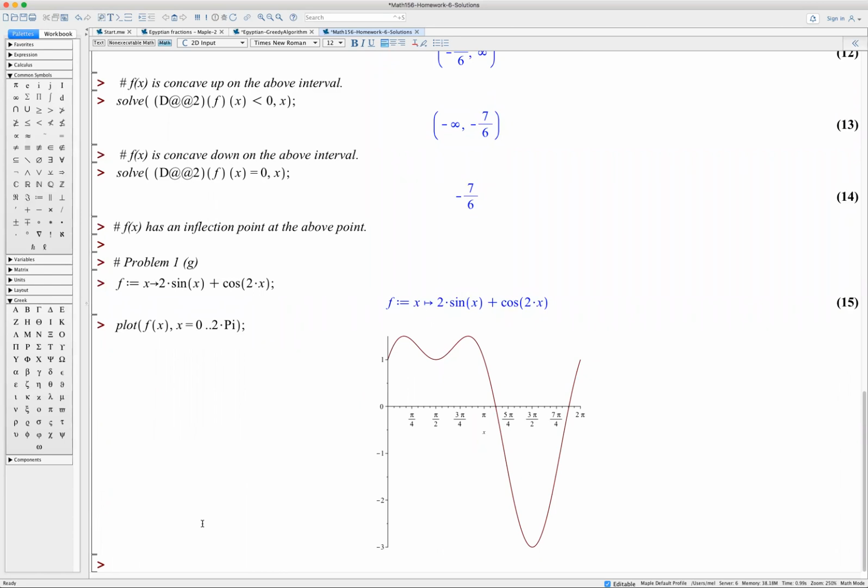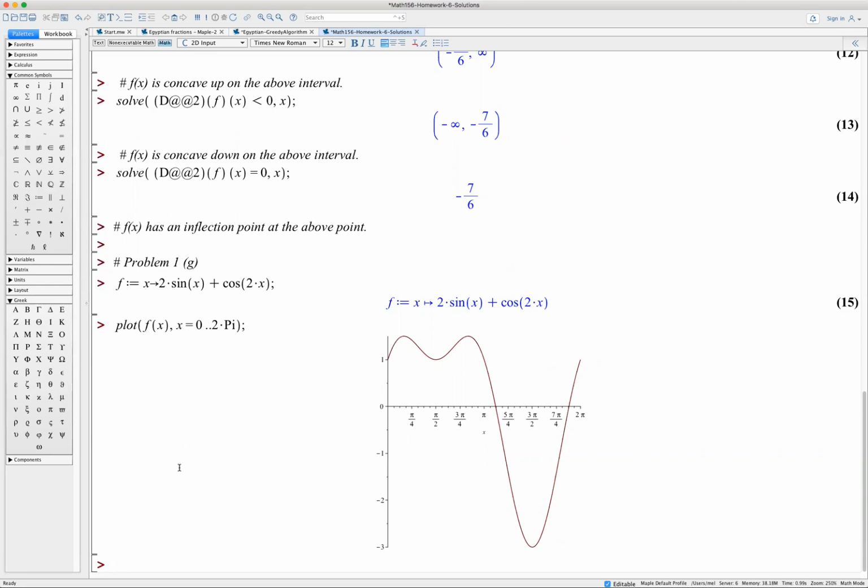That's interesting. That's what it looks like. When you look at this guy, it looks like it has a relative maximum here and here, a relative minimum here and here, and so forth. So let's just repeat our analysis.